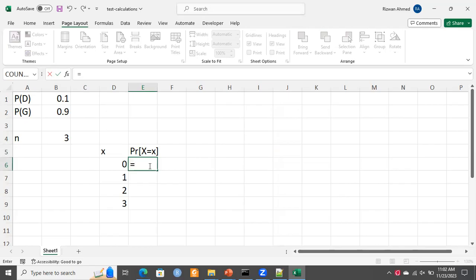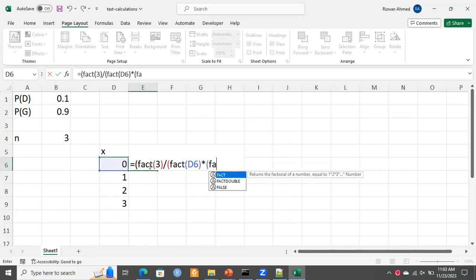So I write here, it is equal to nCx. The x value I will pick from here. So it is n factorial as FACT, factorial of 3, then divided by factorial of x. So I can pick the value of x from its respective cell. See x, factorial times factorial of n minus x, which is at D6 location.